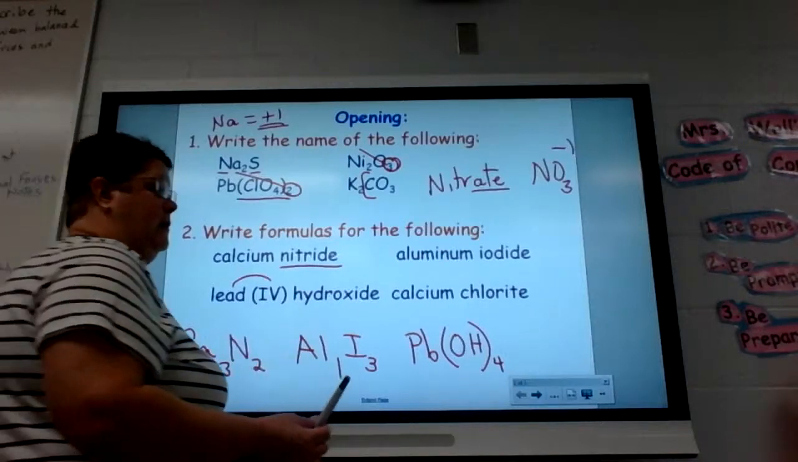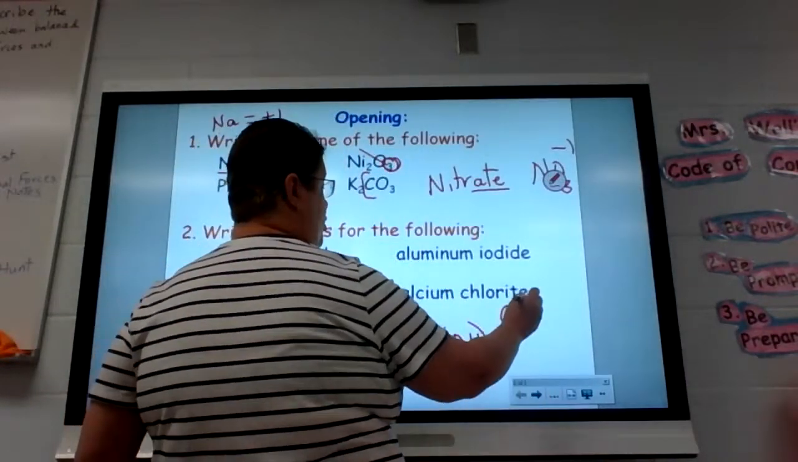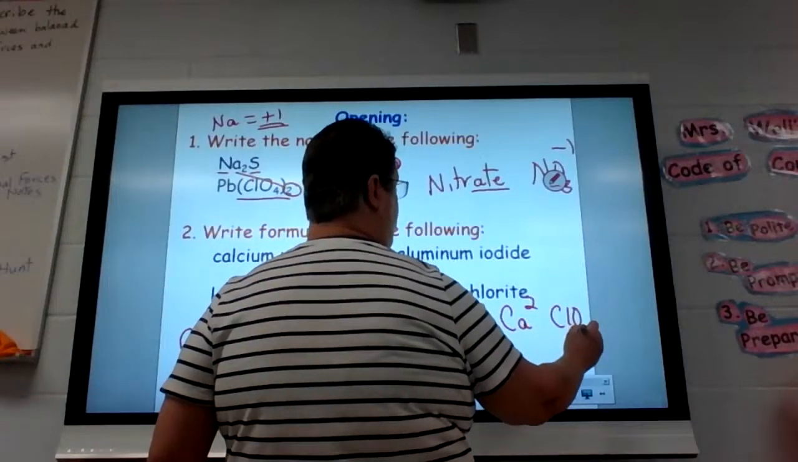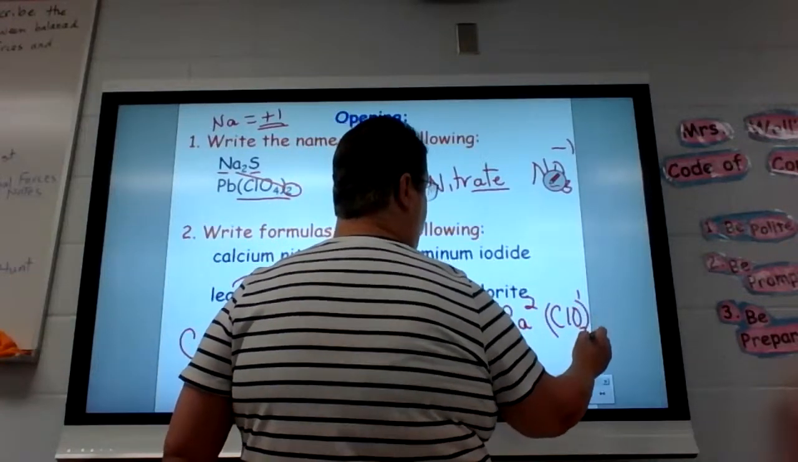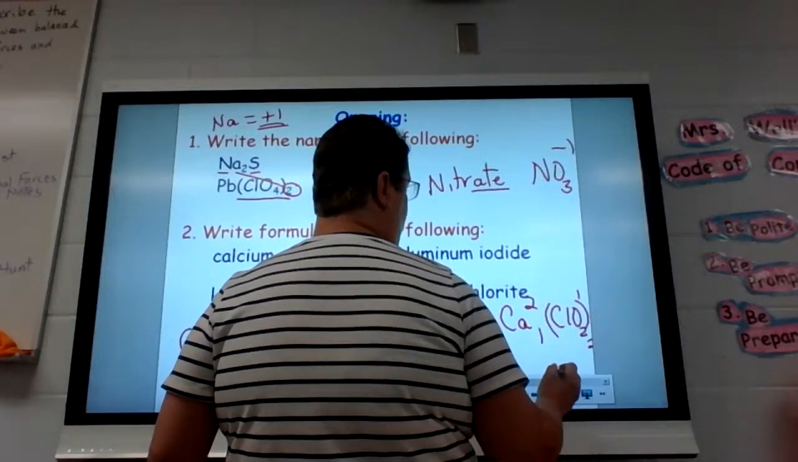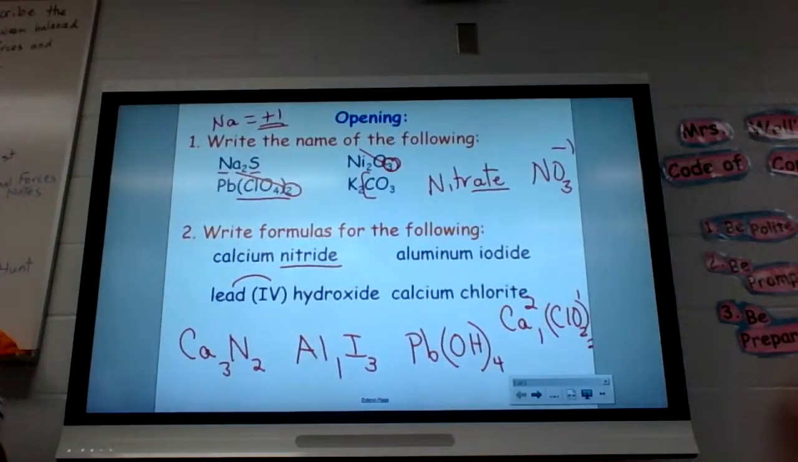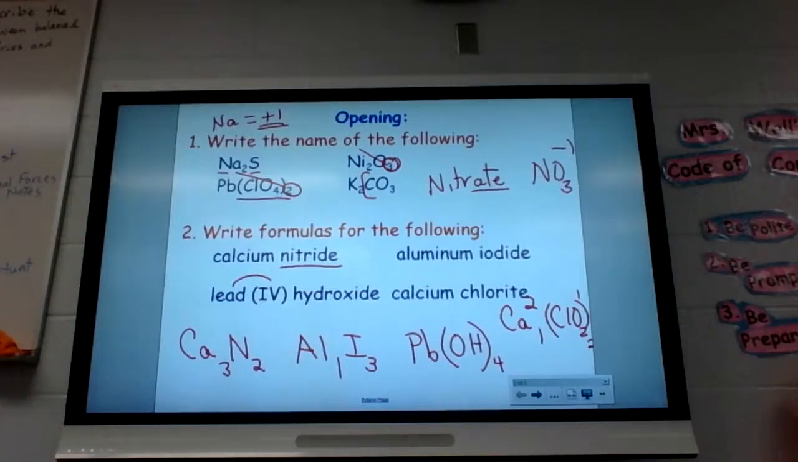Calcium chloride is Ca. It has a 2. Chloride is Cl. It has a 1. Parentheses, bring your 2 down, and a 1. Those are 2 2s that I'm fairly on board with. Questions?